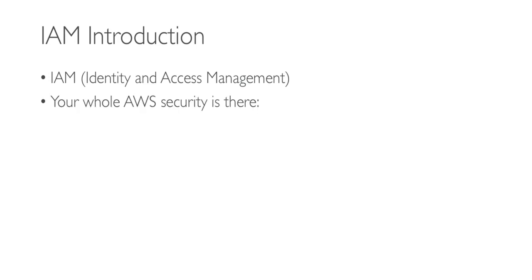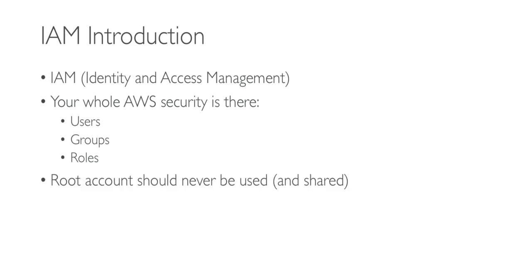Okay, so we're getting into, first of all, the IAM service in AWS. IAM stands for Identity and Access Management. And as you can expect from the name, that basically means users. So the whole of your AWS security is going to be in IAM. There's going to be users, groups, and roles. You have to remember this, and you surely will remember them by the end of this course.